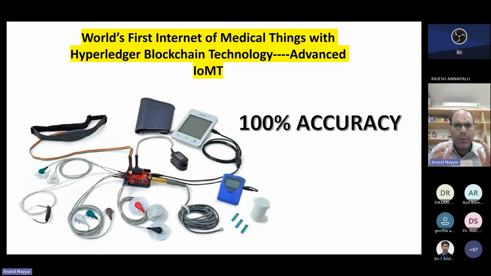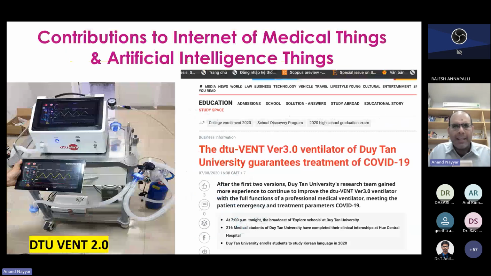And this is the world's first Internet of Medical Things with hyperchain blockchain ledger technology with advanced IoMT, having a high accuracy of 100%. We already have 2 transaction papers in this area. And this is what you can say, we have not stopped at DTU Vent 1.0.